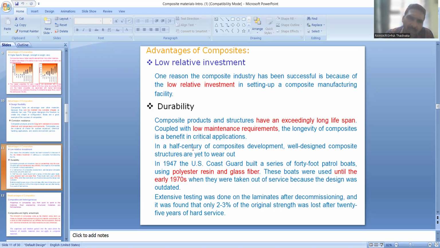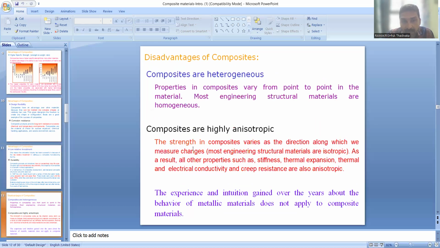Extension testing was done on the laminates after the decomposition, and it was found that 2 degree of the original strength was lost after 25 years of hard service. Okay, when the time is going, automatically materials are getting the strength low. Okay, this is natural. Particularly in composite material also that will happen. That's why durability, this advantage, is very important in composite material.